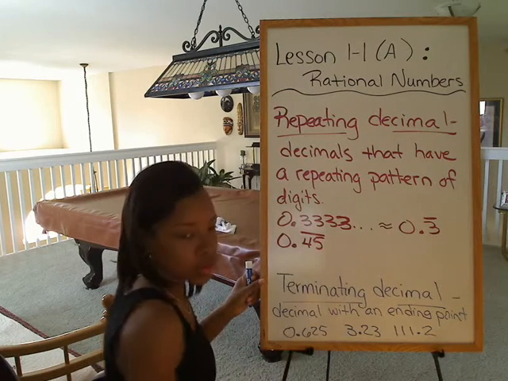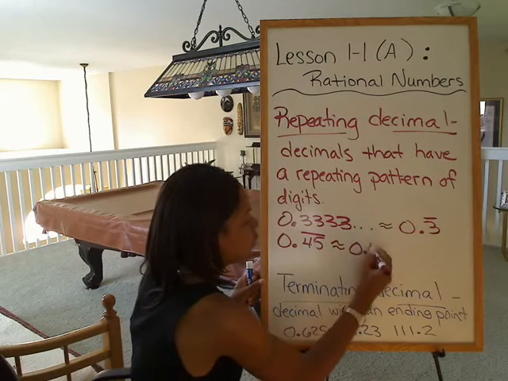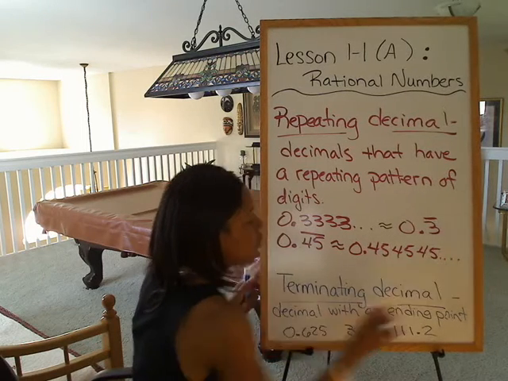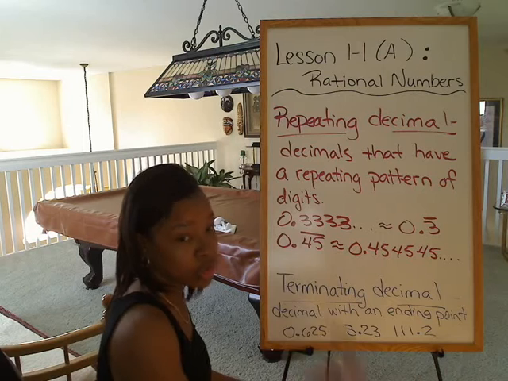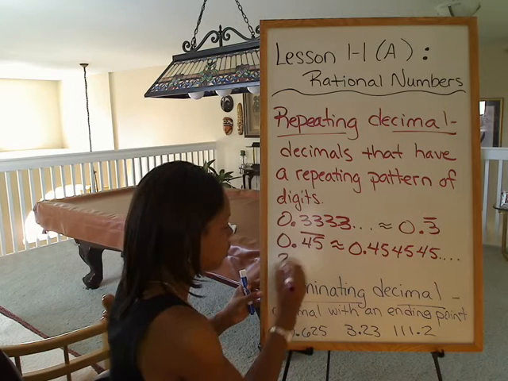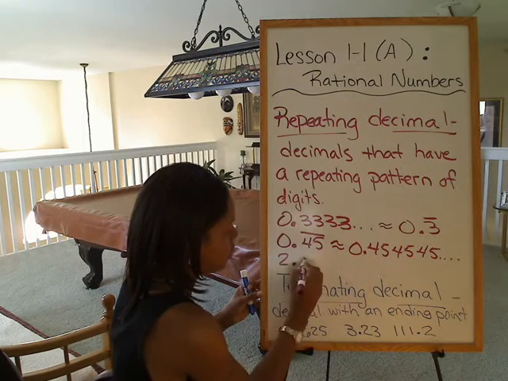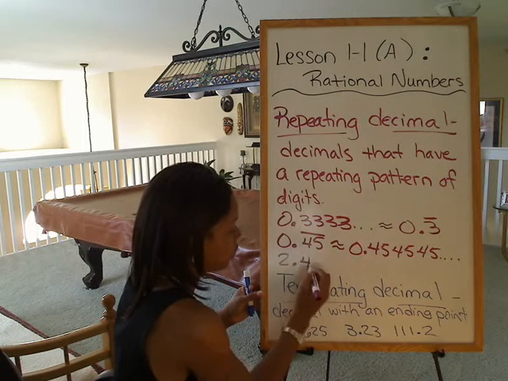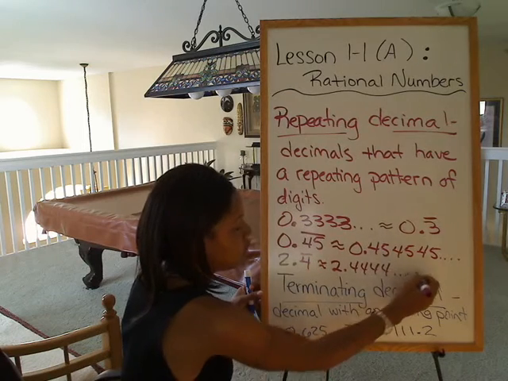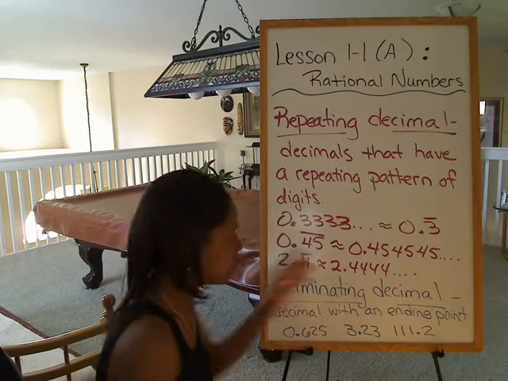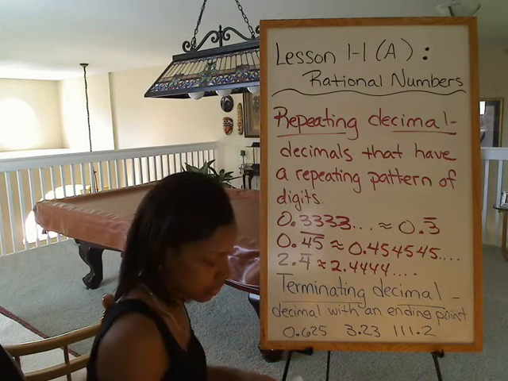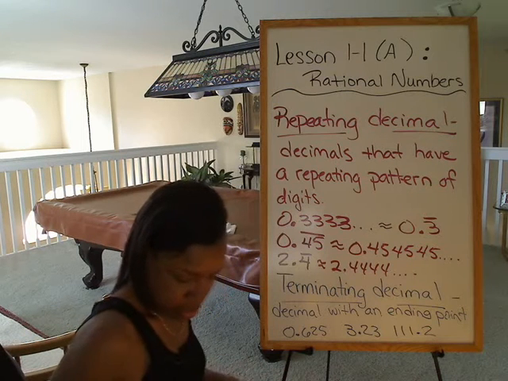Another example could be 0.45 repeating, which means 0.454545, and so on. The 4-5 continues to repeat over and over and over again. So you can see that a repeating decimal can also have a whole number in front. Let's do 2.4 repeating. And that would be 2.4444, on and on and on. So it's just the decimal portion, the numbers that come after the decimal that actually repeat, that makes it a repeating decimal. Okay.